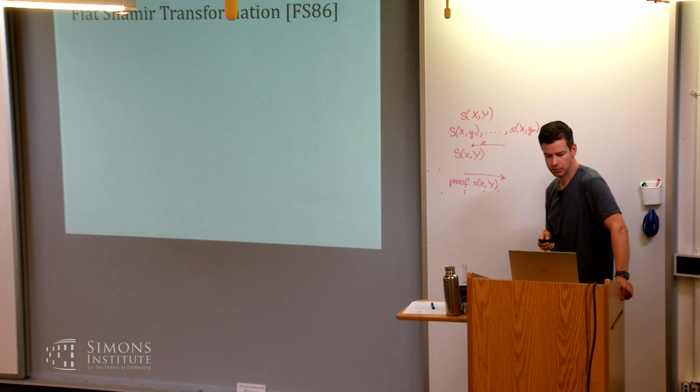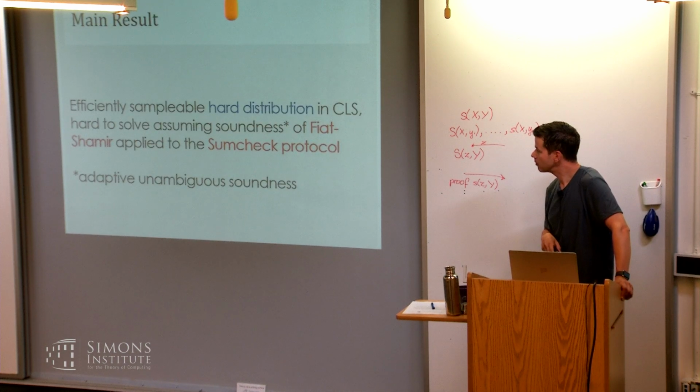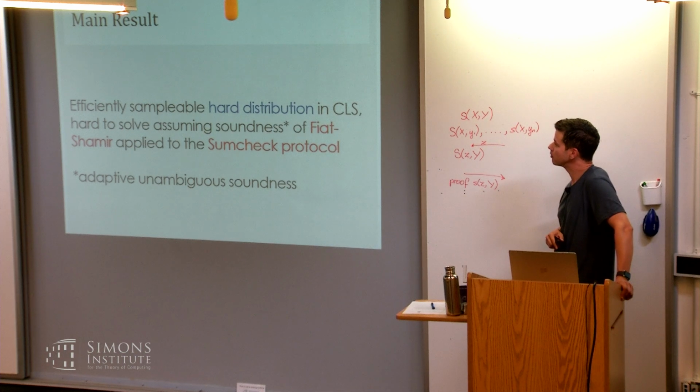Sorry, can you just fill in the sentence there? You're saying... So we have an efficiently sampleable hard distribution. If they have one. Or you're saying... No, we have one. That's our main result. We present an efficiently sampleable distribution that is hard, assuming Fiat-Shamir. Okay.